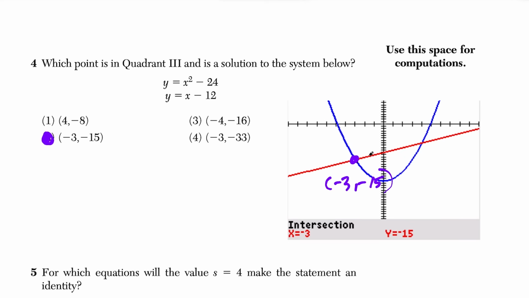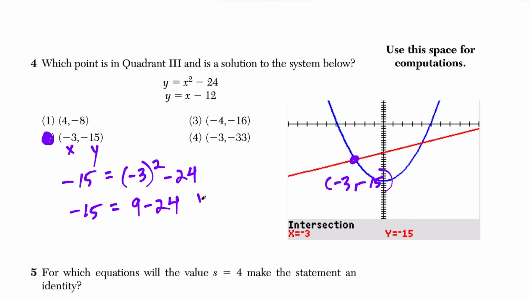Now, if this method here is troubling you, you could always plug in the points to see which ones check out. And if we plugged in choice 2, we have the x and the y here. If I plug into the first equation, I have negative 15 equals x squared. I'm going to put negative 3 squared and then minus 24. And this gives us negative 15 equals 9 minus 24. And this equation here is definitely true.